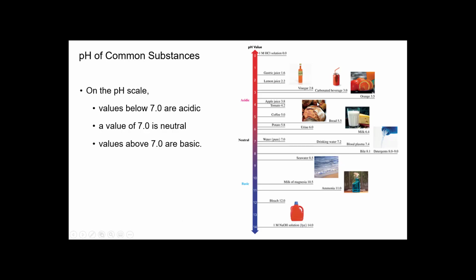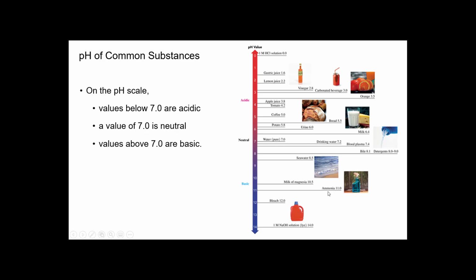Here are some common examples of things that we come into contact with. Stomach acid, 1.6. Lemon juice, 2.2. Vinegar, 2.8. Soda, if you like soda, here's a good one, 3.0. Orange, apple, tomato, coffee, a potato is 5.8, bread is 5.5. When in your reading there was a sentence, I forgot which section, about most of our foods being acidic, this gives you an idea that yes, it's really acidic. Drinking water, 7.2. Seawater is 8.5.